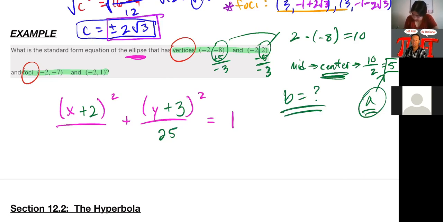But, of course, they didn't give us anything about the covertices. They did tell us something about the foci. And remember, the foci is also in the y direction. Notice our x's have not changed. And can we find the distance between these, which we called c?